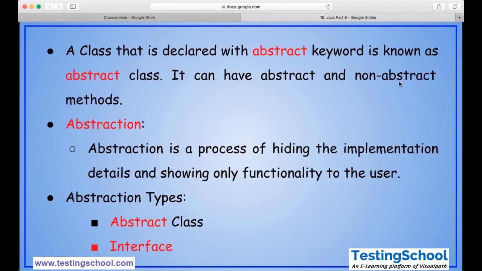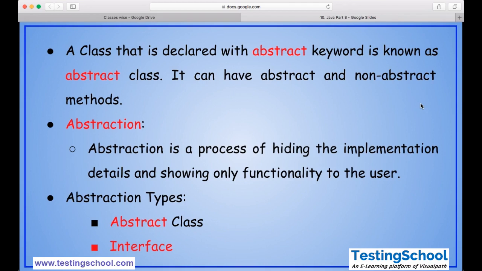So what is abstract class? A class that is declared with abstract keyword is known as abstract class. It can have abstract and non-abstract methods. So what do you mean by abstraction? Abstraction is a process of hiding the implementation details and showing only functionality to the user. Abstraction types: abstraction can be achieved using abstract class and using interface.